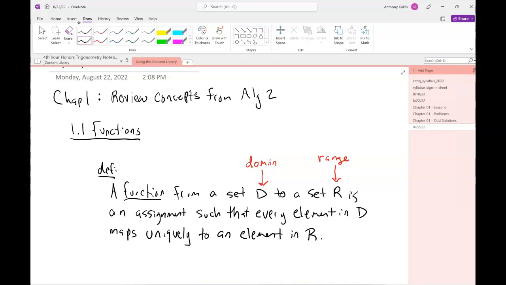So again, for something to be a function, all of the x's have to be used, and they all have to go to exactly one y. Now they could all go to the same y, that's okay, but they can only go to one place. You can't have an x going to more than one place, or an x that doesn't go anywhere.